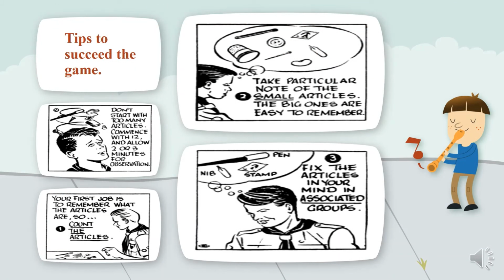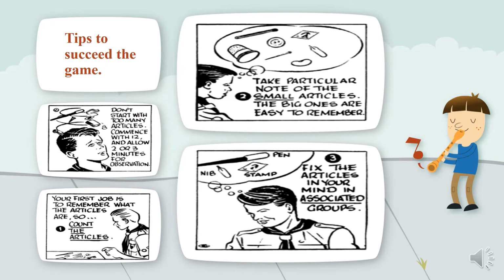Here we have some tips to succeed in the game. The first is a general idea: don't start with too many articles. It's advice. Start with two, three, four, five, the number of objects that you consider appropriate to your memory or your level in the game. Then allow 2 or 3 minutes for observation. Observation is important. You have to take into account each detail.